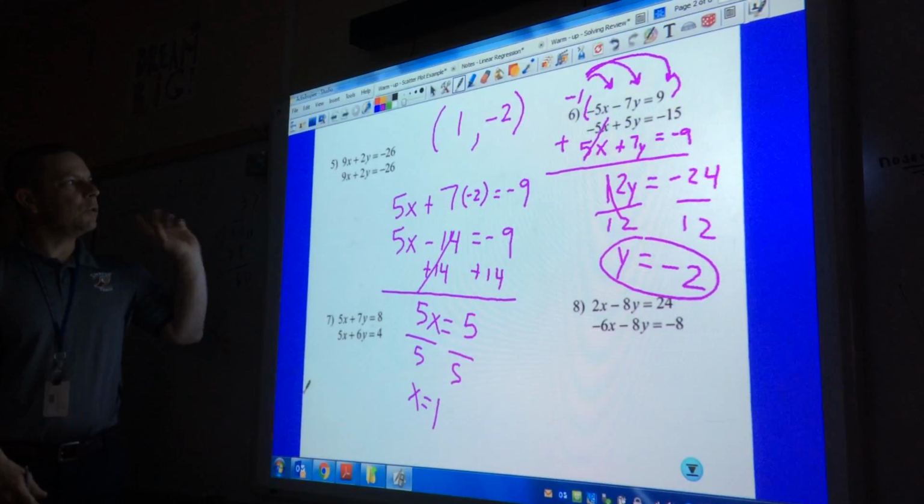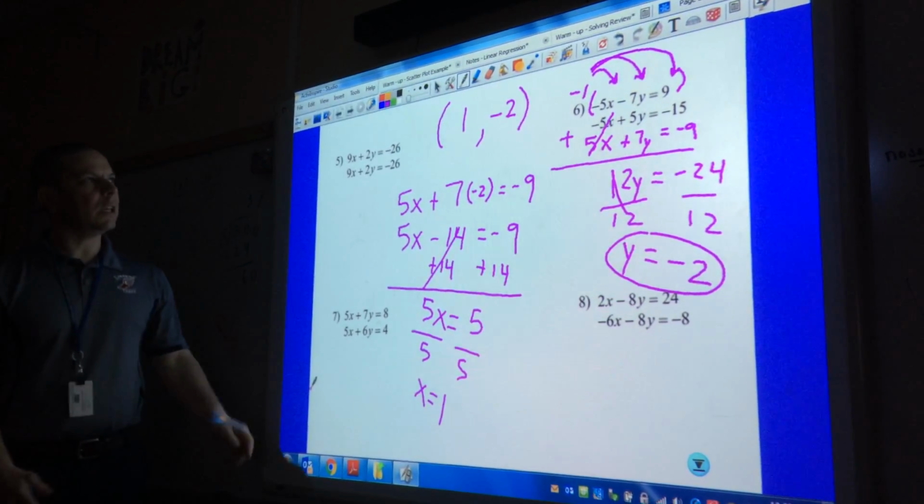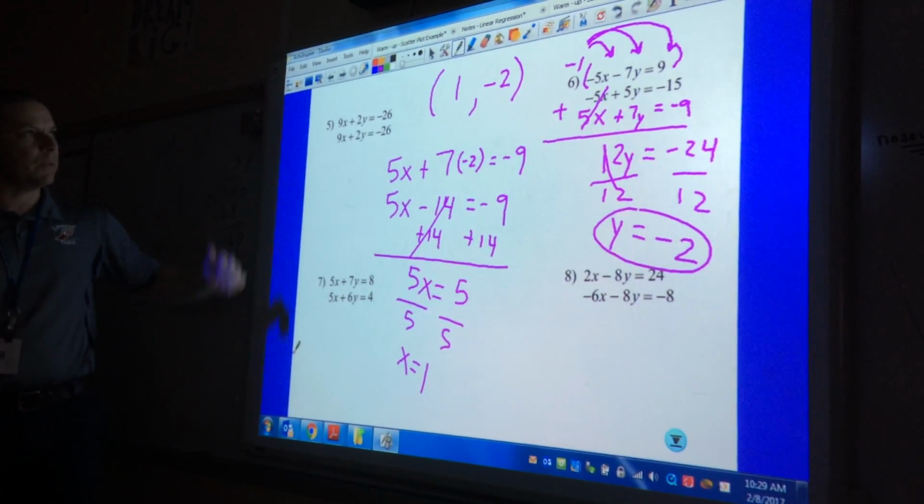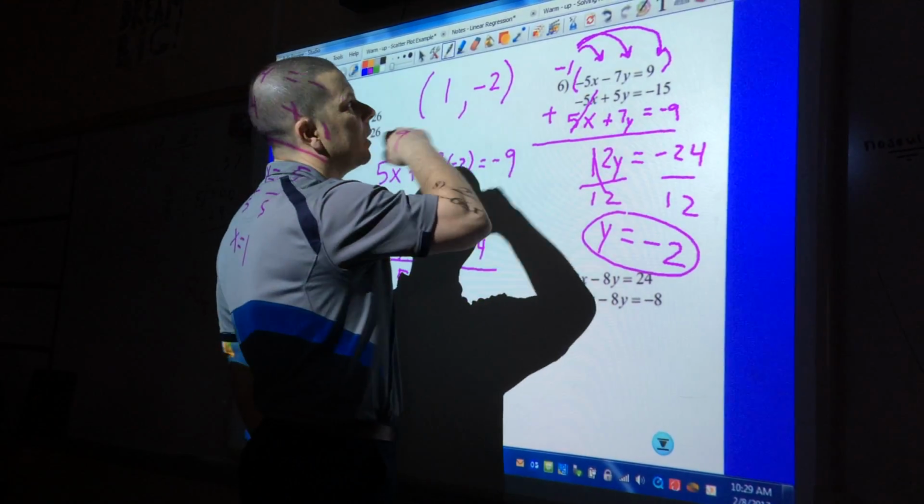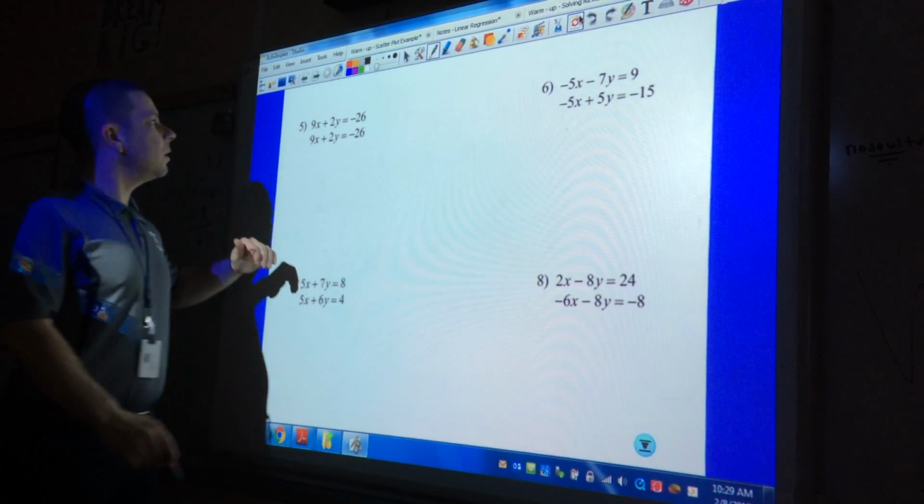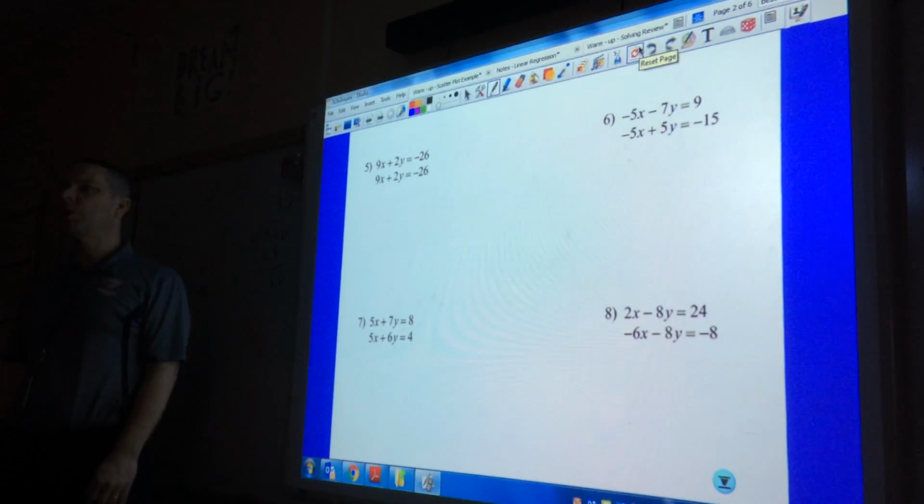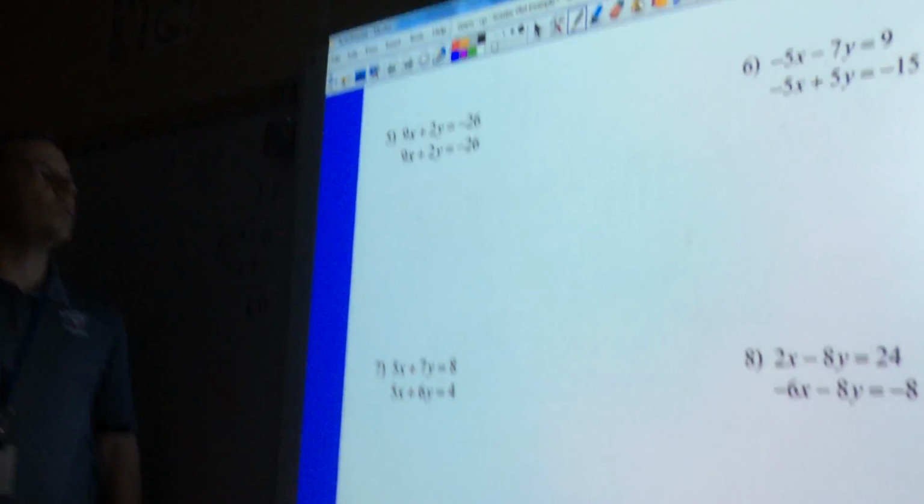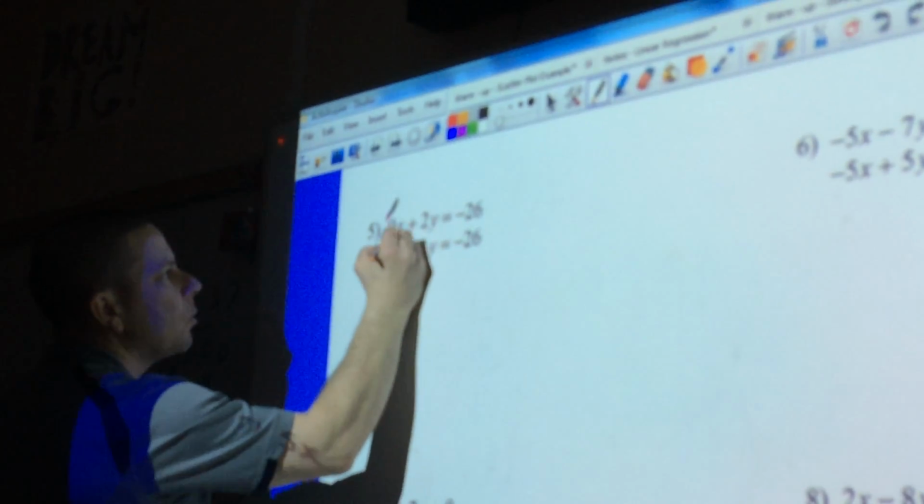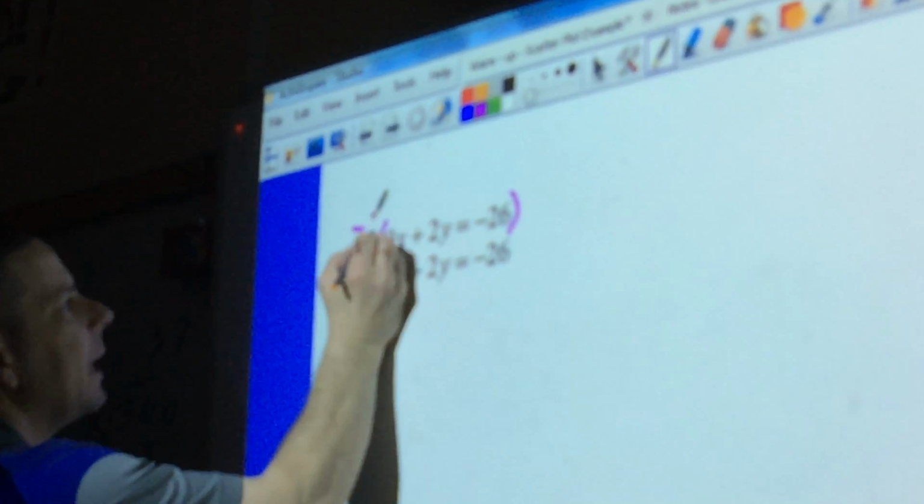All right, now I do want to do number 5. I can tell by looking that's going to be one of the special cases, and we haven't covered one of those yet. So let's look at number 5. We would go through the same process that we started number 6 with. I need to multiply one of those rows by -1. But watch what happens when we multiply the top row by -1.